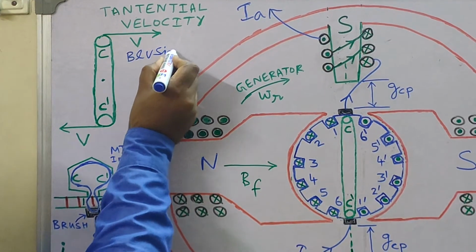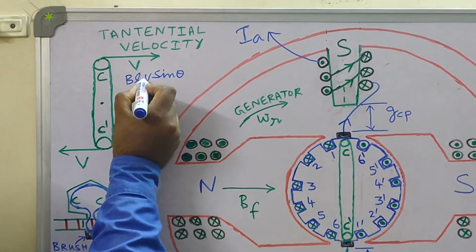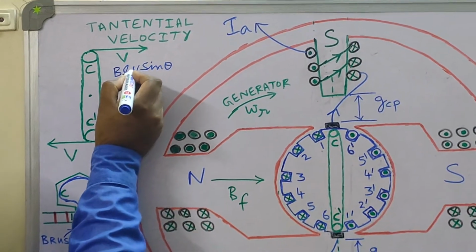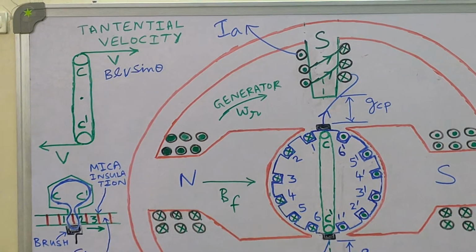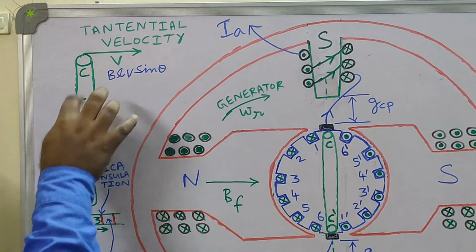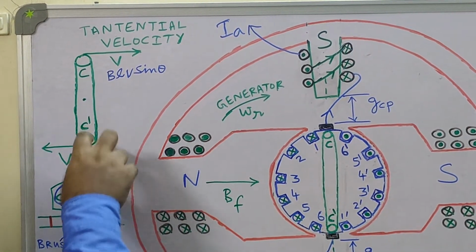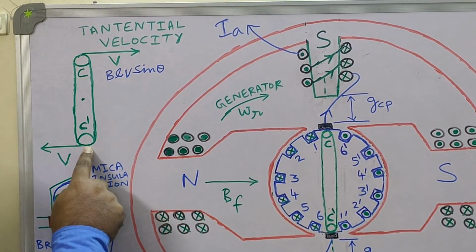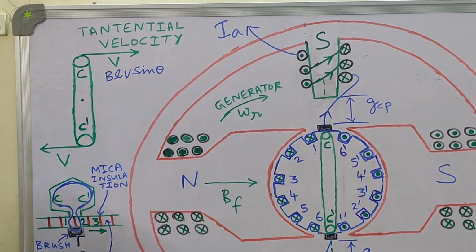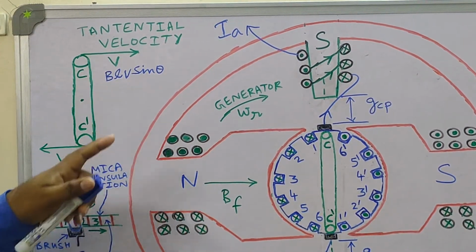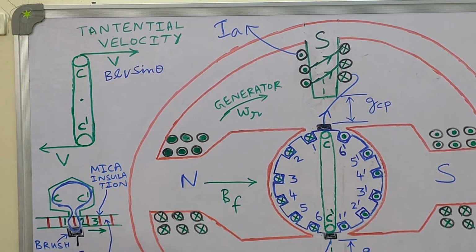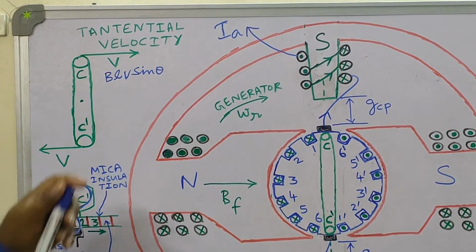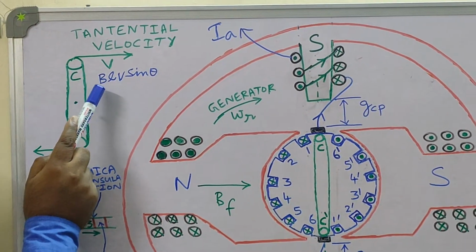So what is B? Magnetic flux density. What is V? Tangential velocity, which is already indicated in the diagram. What is L? Length of the conductor. That means this coil side CC dash is assumed to comprise two conductors, one conductor on coil side C and another on coil side C dash. So BLV sin theta. What is theta? Theta is the angle between the velocity vector V and the magnetic flux density vector B.